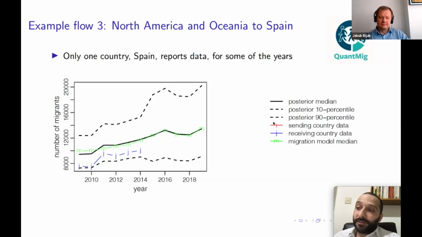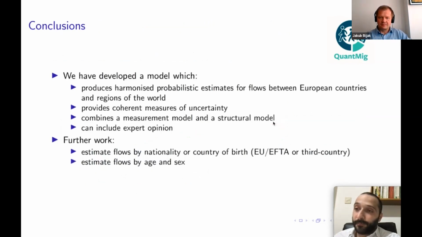However, for the years that no data are available, the model relies on the migration model estimation, while it also accounts for the additional uncertainty, as can be seen by the uncertainty bounds getting wider.